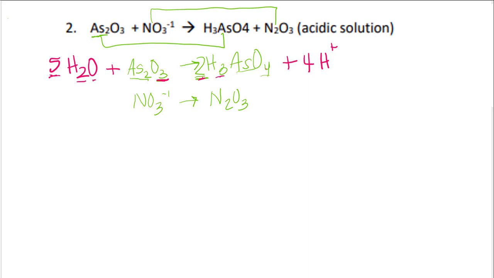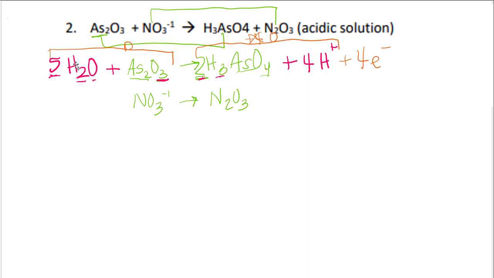Now let's look at my overall charge. And to do that, on the left, 5 waters, so that's neutral. As2O3, neutral. I have a total net of 0. Let's look at the right side. I have a total net of 0 on H3AsO4, but then I have 4 H pluses, so I have plus 4 on the right. So that means I need to get my right side, my more positive, I need to add 4 electrons. That will get my plus 4 down to 0.